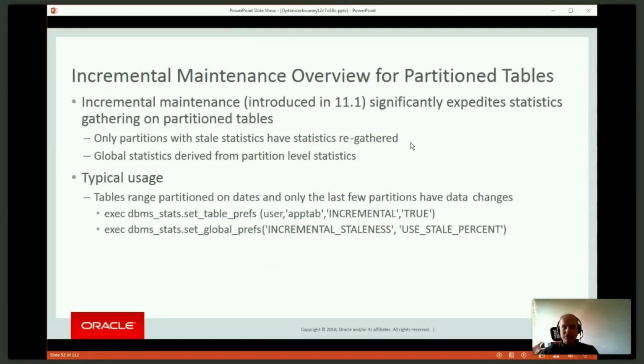So it was introduced in 11.1. So it expedites statistics gathering. It speeds up how quickly you can gather statistics on partitioned tables. Typically, you will set the table preference incremental to true, and you can set things like when to consider a partition stale and how to consider them stale. So that was in 11.1. You may be familiar with it, you may have used it, you may have tried it.